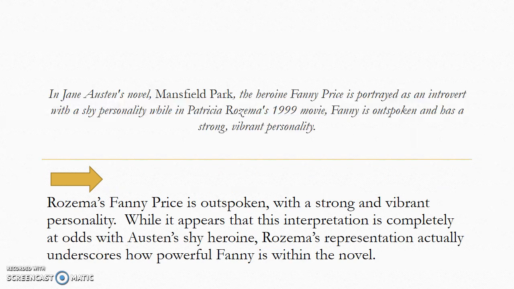So, once you consider those questions, you can rewrite the statement of fact into an argument, a claim. So here we have Rozema's Fanny Price is outspoken with a strong and vibrant personality. That's the statement of fact. Now, we can go on to say, while it appears that this interpretation is completely at odds with Austen's shy heroine, Rozema's representation actually underscores how powerful Fanny is within the novel. So here, the writer would be highlighting the value that Rozema's interpretation has brought to the novel.